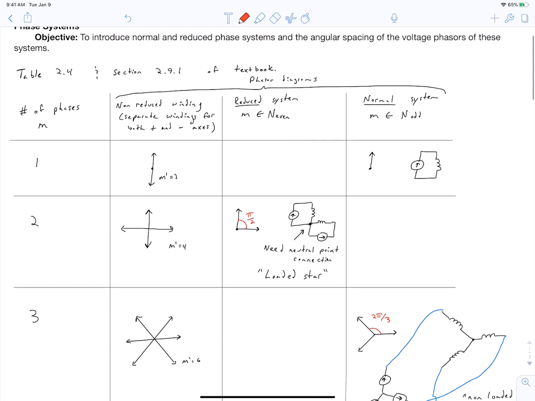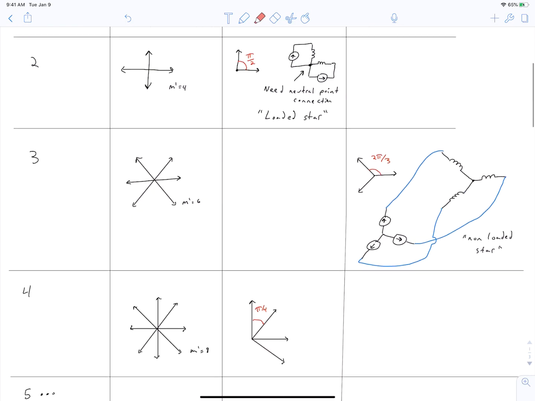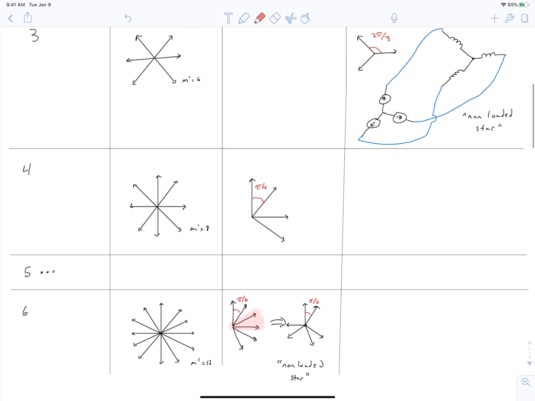So in summary, this video has introduced normal and reduced phase systems. So that's the terminology here: a motor with an even number of phases is considered a reduced system, and a motor with an odd number of phases is a normal system. And then the video has derived or summarized the phase angle spacing in the phasor diagram for the winding. And this has implications for the design of our machines, because this is the phase angle spacing that we are trying to achieve when we use our star of slots to design a winding layout.